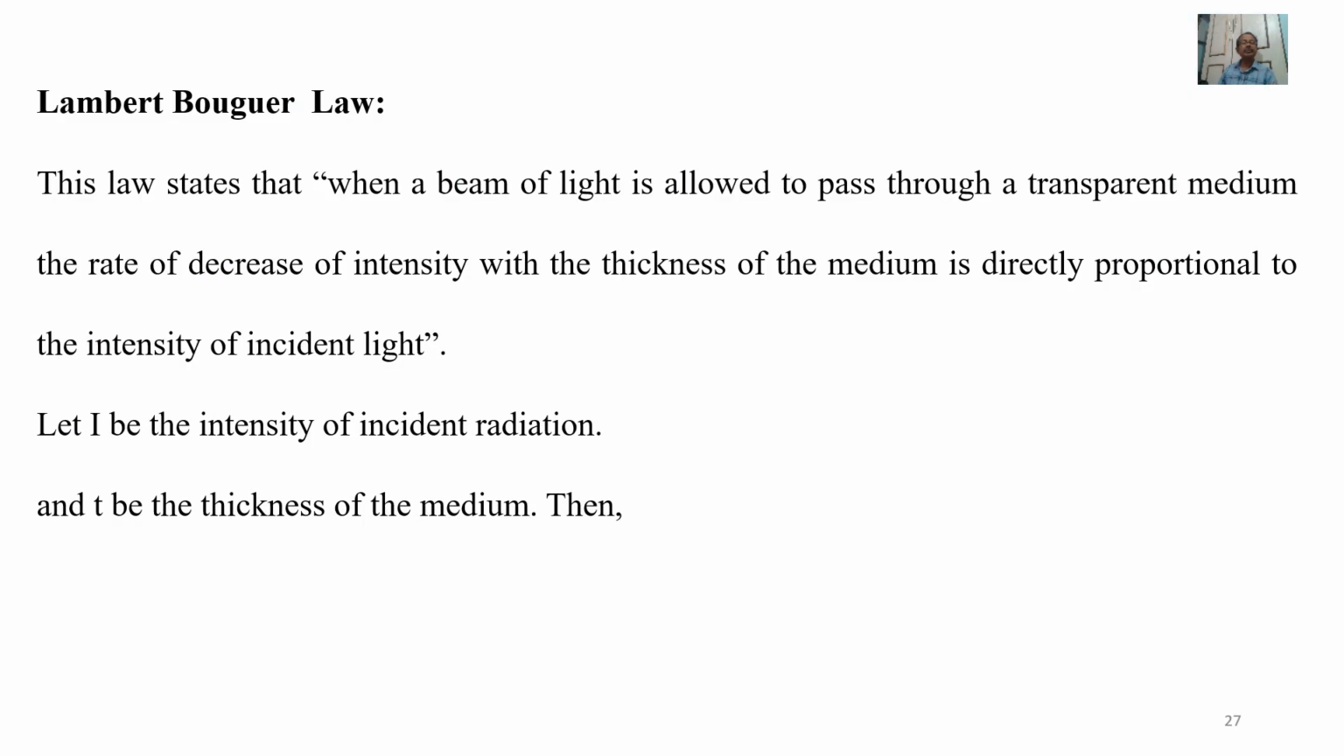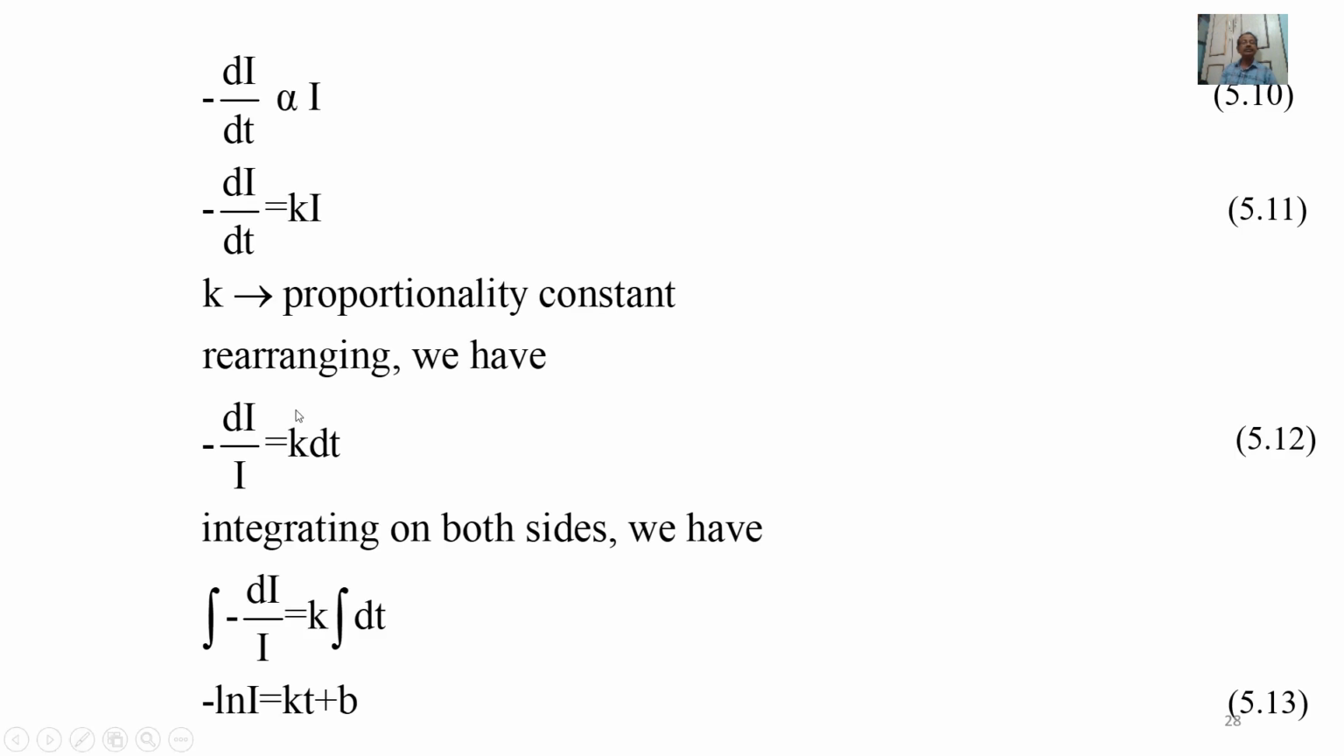Lambert Bouguer law. This law states that when a beam of light is allowed to pass through a transparent medium, the rate of decrease of intensity with the thickness of the medium is directly proportional to the intensity of incident light. So let I be the intensity of incident radiation and t be the thickness of the medium. Then we have minus dI by dt, where t is the thickness. It is not time, it is thickness, which is directly proportional to I. So with the proportionality constant inserted, that will give us K times I.